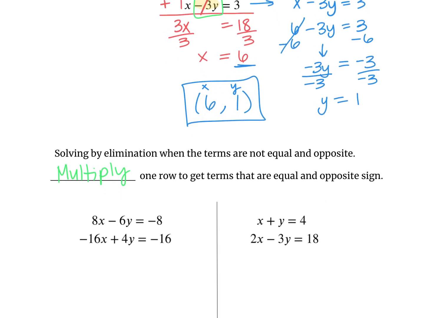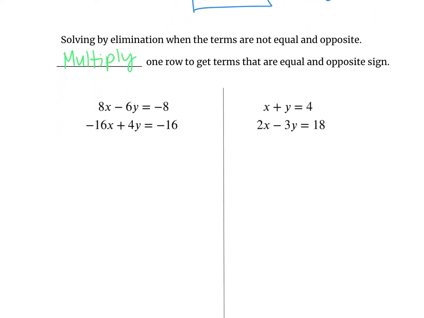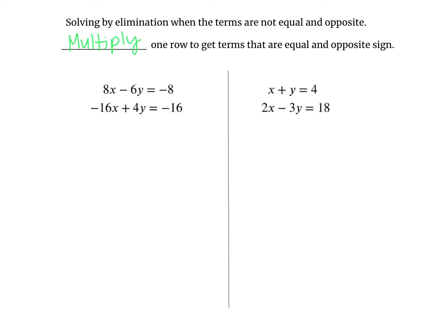So I'm going to scroll down here. So this first problem, 8x minus 6y equals negative 8. And then we have negative 16x plus 4y equals negative 16. So I want you to pause what we're doing. Don't write down what I'm about to write down, okay?